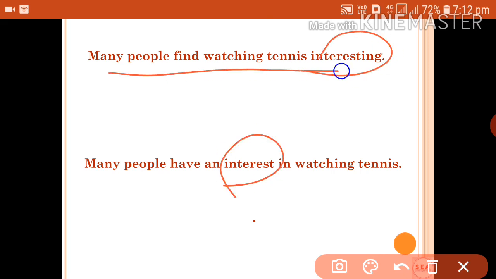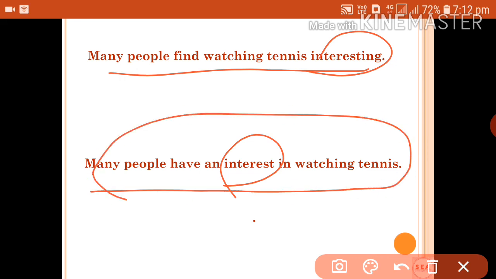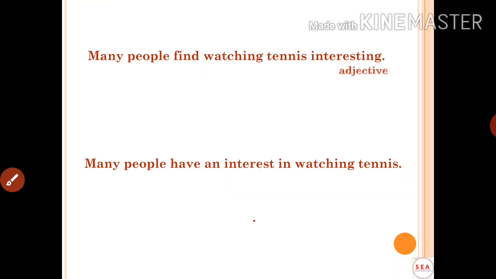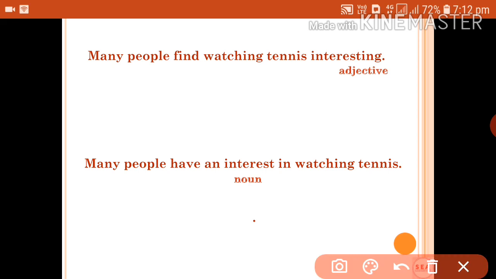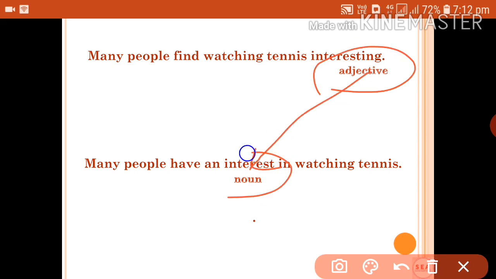Many people find watching tennis interesting. Many people have an interest in watching tennis. What we are doing here, we are changing the form of interesting. Interesting was an adjective here, and then in the second sentence, interest is a noun. So what you are doing, you are changing the form of the word from adjective to noun. This is another kind of paraphrasing.